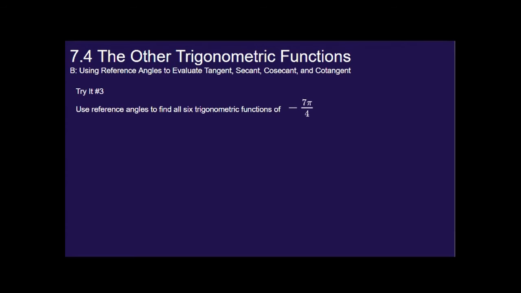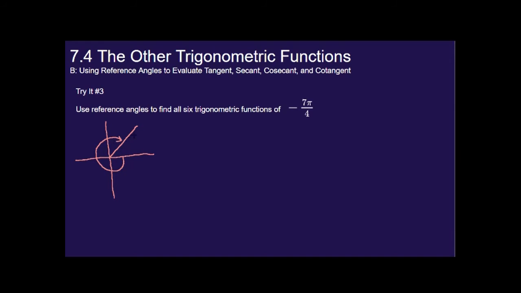Now, it's a little frustrating that they gave you this one for a try it, because let's go ahead and figure out where negative 7 pi over 4 is. Okay, so we're going the negative direction, so we're going this way. Okay, so we're going to find the reference angle. We know that if we go from here to here, that's negative 4 pi over 4, because that's 1 pi. And if we go all the way around, that's 2 pi, which is negative 8 pi over 4. So we're dealing with this one right here. This is negative 7 pi over 4.